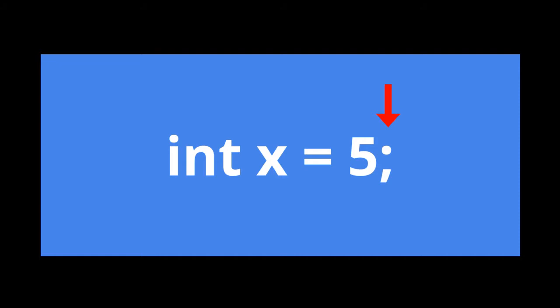And lastly, this semicolon right here goes at the end of our line of code because it tells the computer that this is the end of our line of code. And this always has to be put at the end of variables.